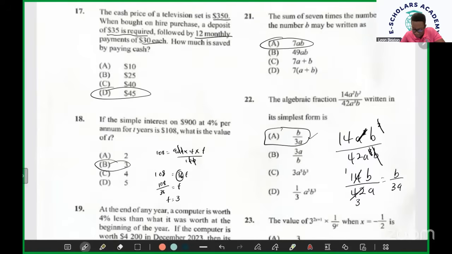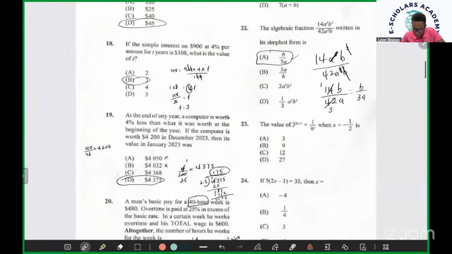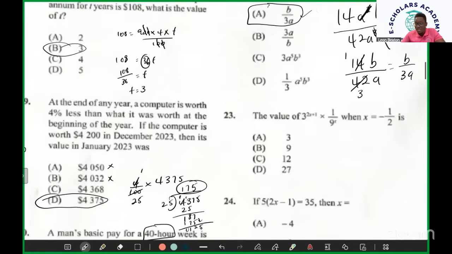All right. This is the last set of algebra looking, and then we're moving on to the next one. Anyway, so 3 raised to the 2x plus 1, times 1 over 9 raised to the x power. So when x is equal to negative 1 over 2, what is the value of this?